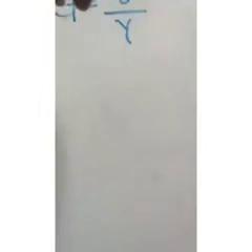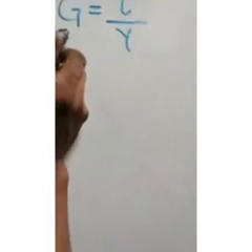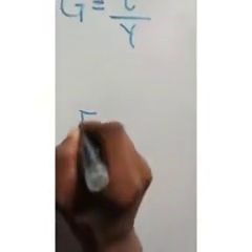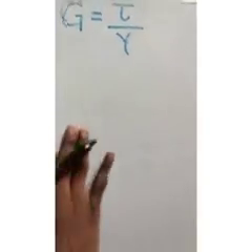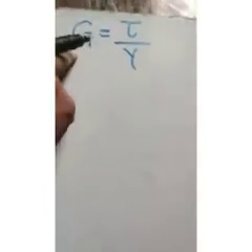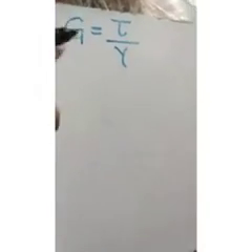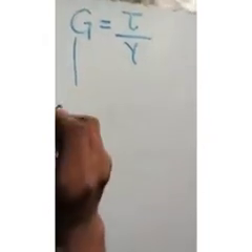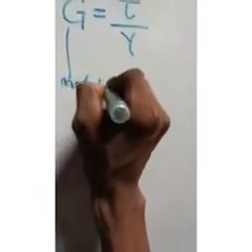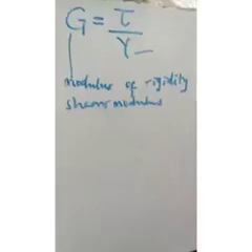Some textbooks make use of rigidity as the modulus of elasticity for shear. So this is the modulus. Unlike the Young modulus, which is denoted as E, this is the modulus of elasticity in shear. We can call it the modulus of rigidity, or shear modulus. Here, y is your shear strain. Remember, the Young modulus is also stress over strain, so this is shear stress over shear strain.